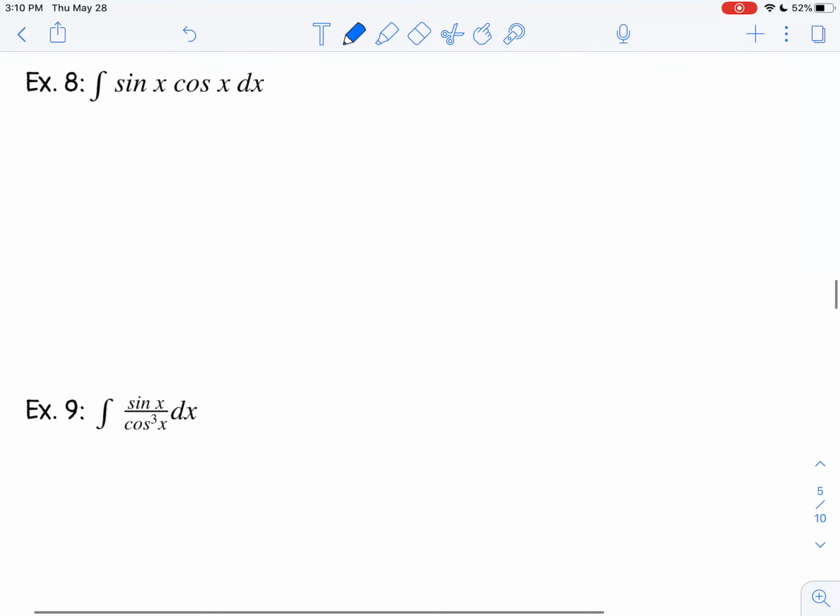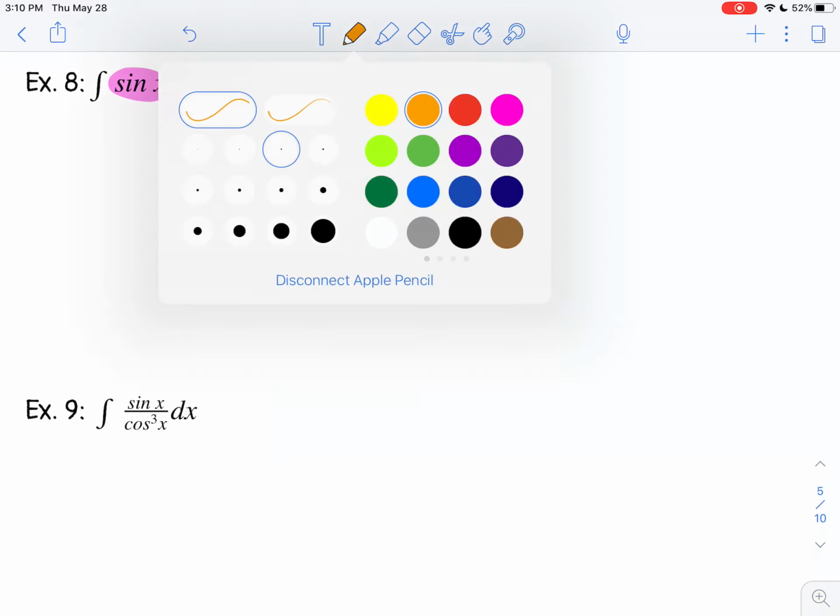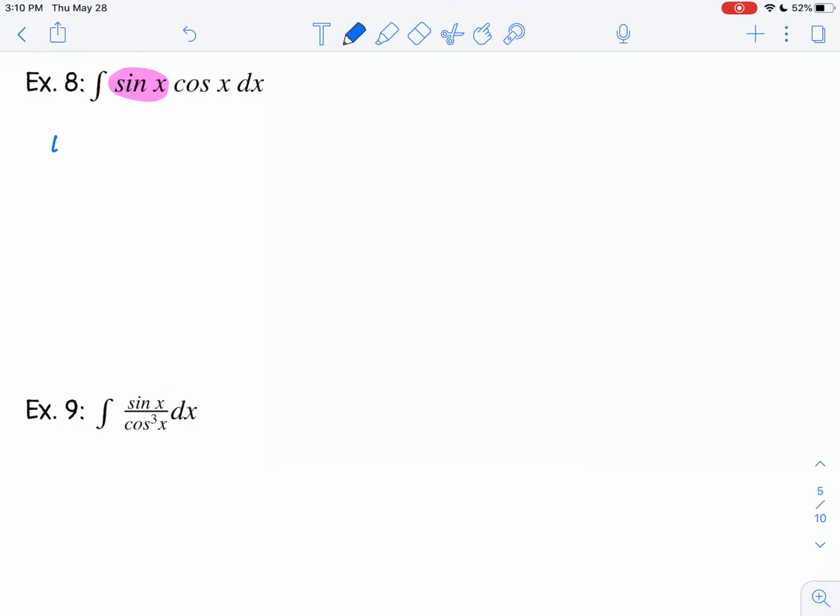So when we go back to example number 8, I see sine and I see cosine. And I notice that sine, okay, if I think about the derivative of sine, well, I get cosine, okay? So what we're going to do then is we're going to set our u equal to sine x. Now from here, we're going to take the derivative of both sides. So we get du dx equals cosine x.